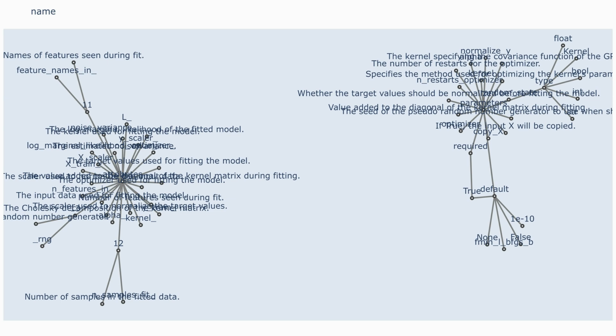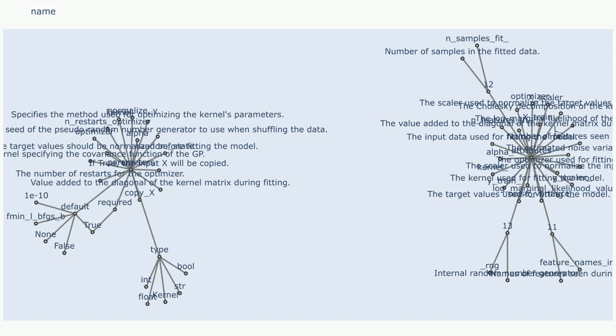A deep dive into scikit-learn's Gaussian Process Regressor. The Gaussian Process Regressor in scikit-learn (sklearn) is a powerful tool for nonlinear regression. Using Gaussian processes, it offers a probabilistic approach to model data, providing not only predictions but also uncertainty estimates for those predictions. Let's explore its intricacies.